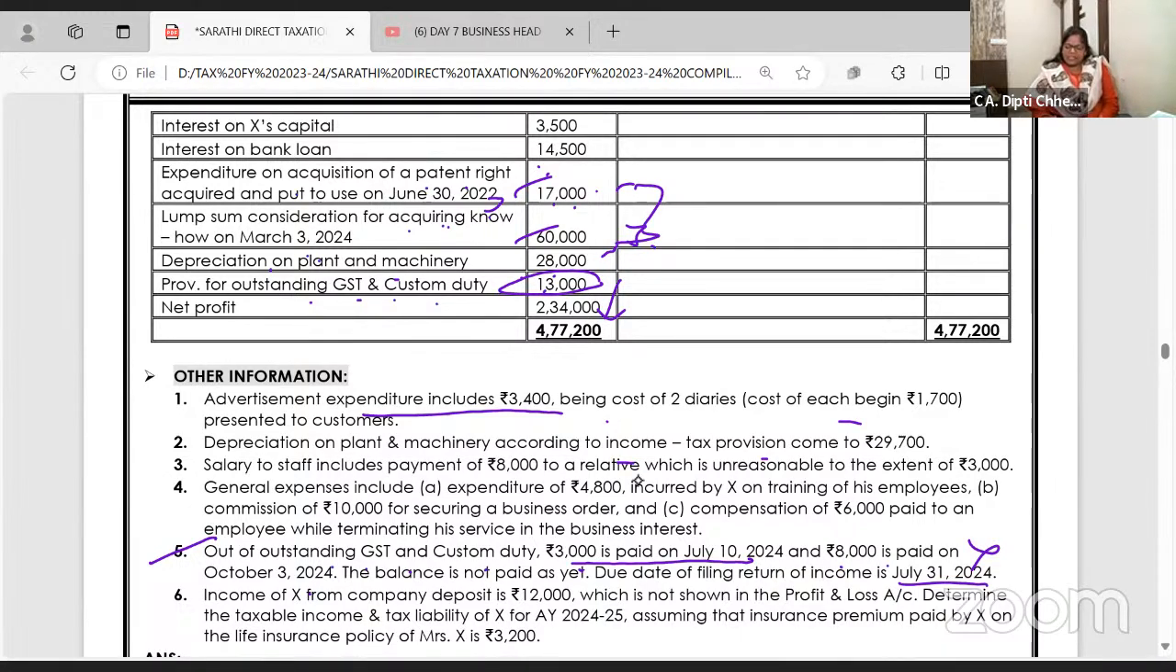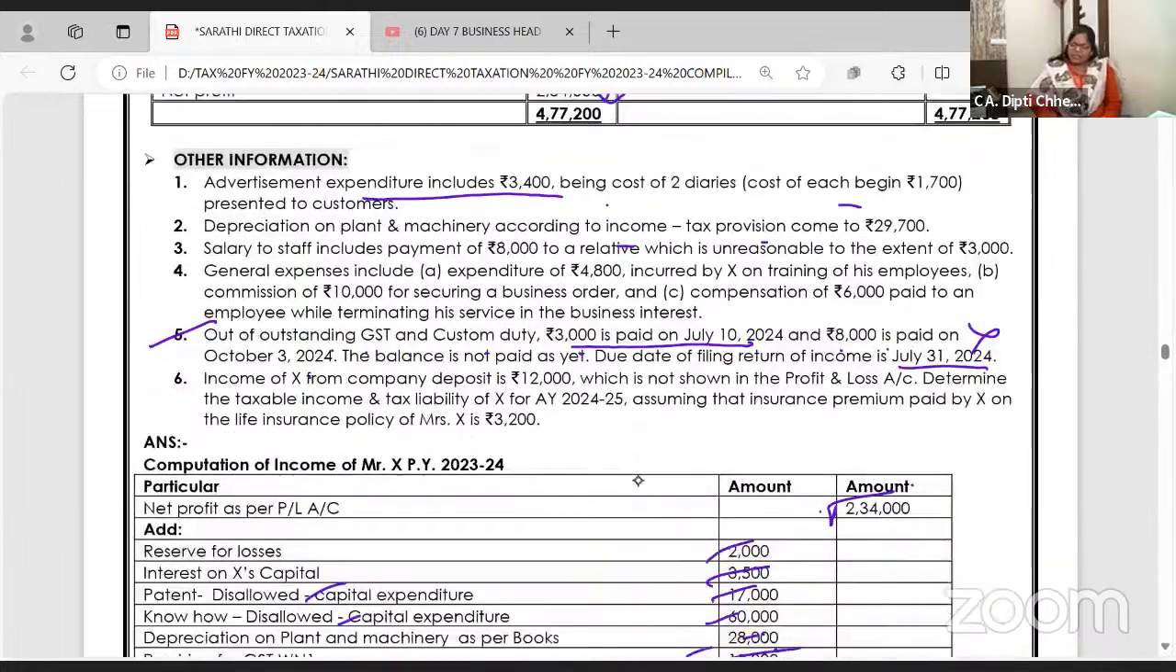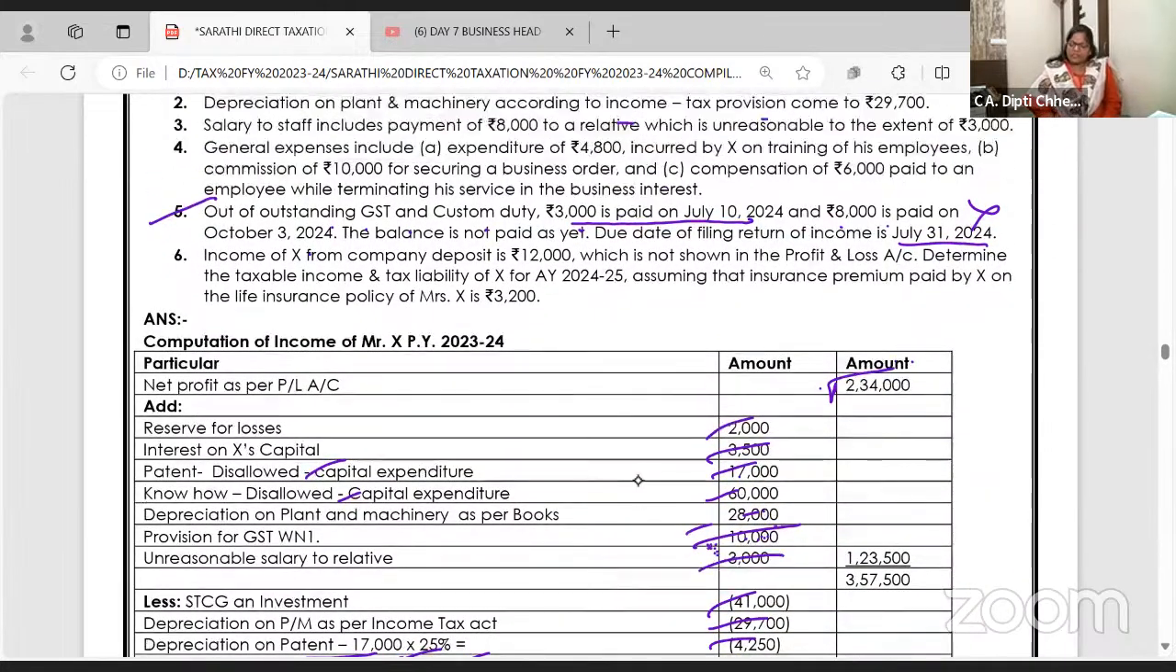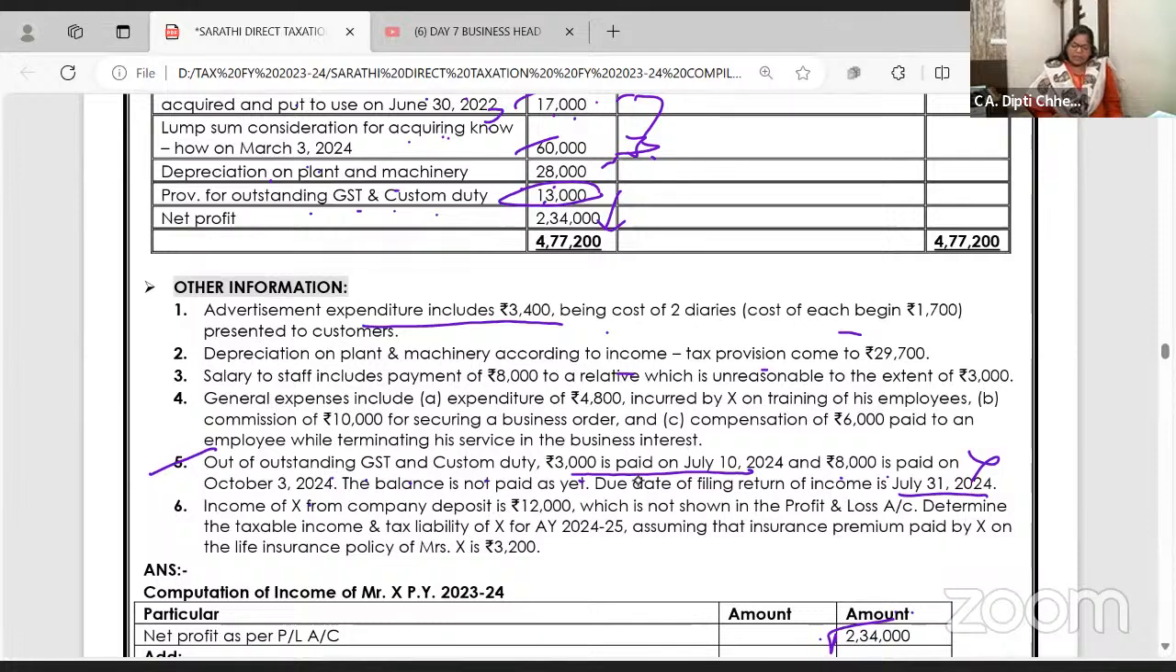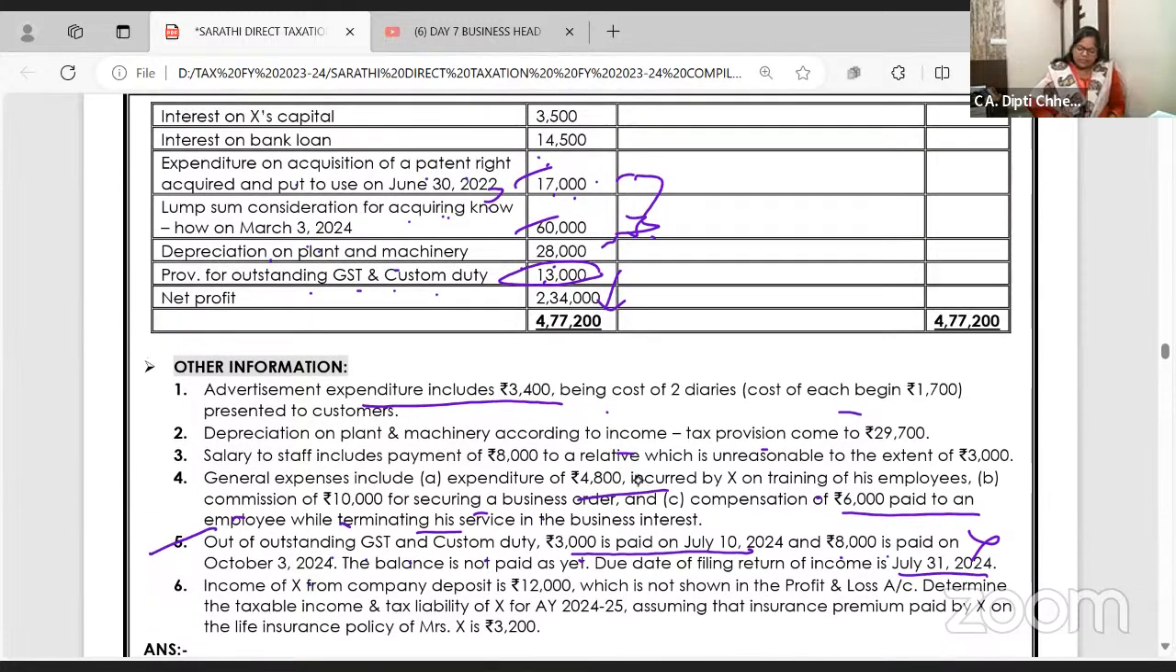Salary to staff includes 8,000 paid to a relative, which is unreasonable to the extent of 3,000. Add back. General expenditure includes 4,800 incurred for training, and 10,000 commission you have paid. All this is debited and it is allowed. Can you pay commission for your business? Yes. Compensation paid to terminate: if some employee is going, can you pay him compensation? Yes. So all these expenses are debited and allowed. So nothing to do.